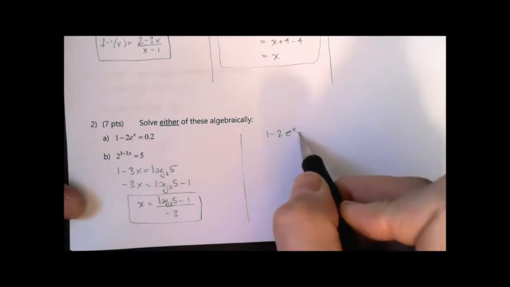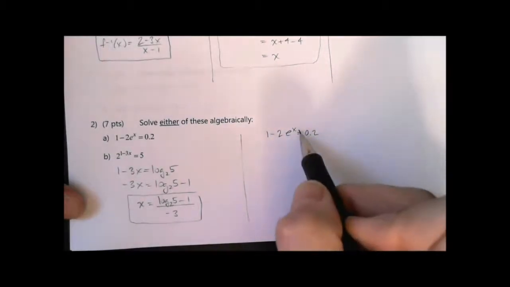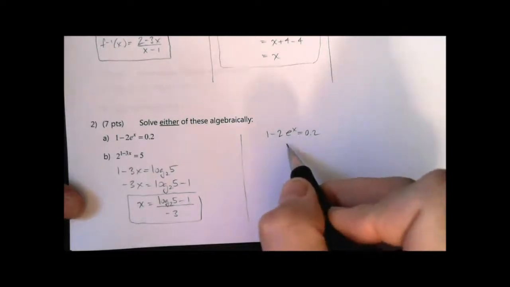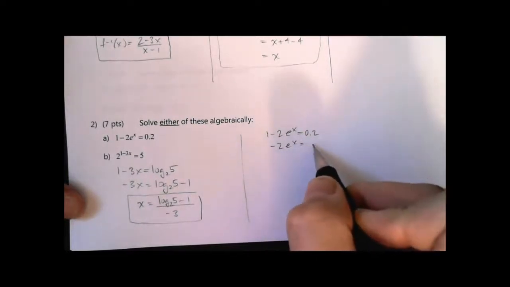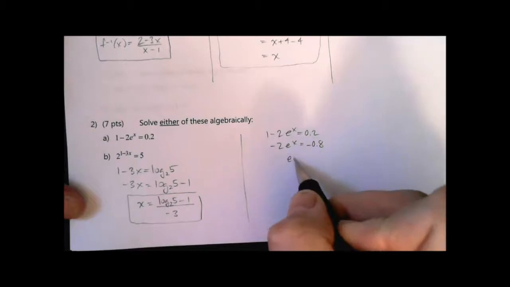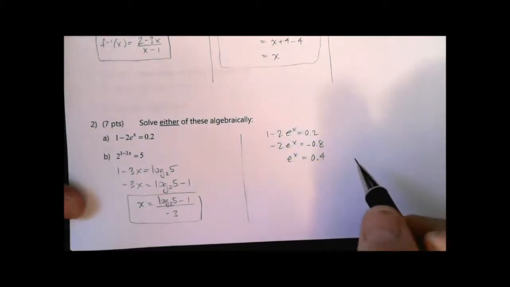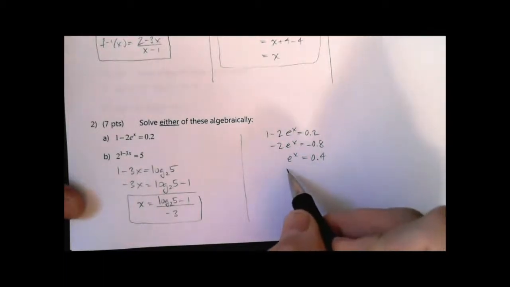For the one over here, 1 minus 2e to the x equals 0.2. We're going to first want to solve for e to the x. To do that, we're going to subtract 1, divide by negative 2, and now we're going to rewrite this logarithmically, or equivalently take natural log of both sides.